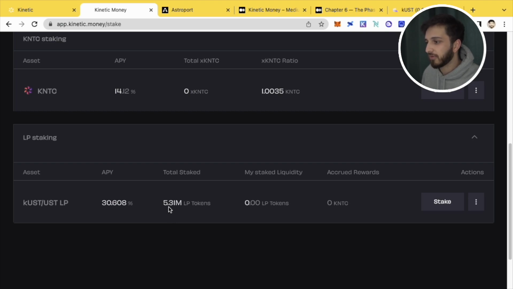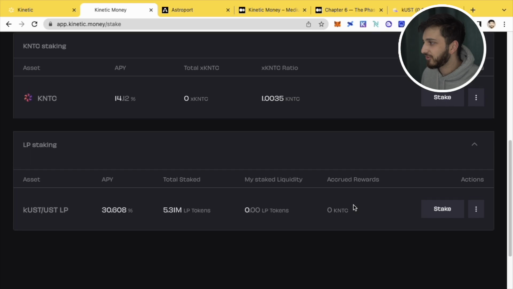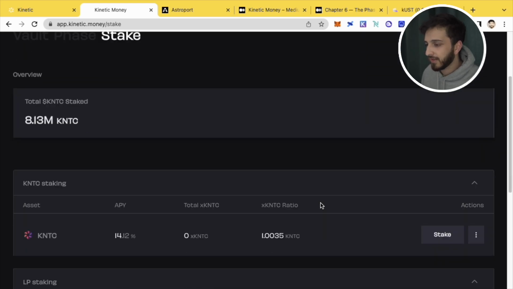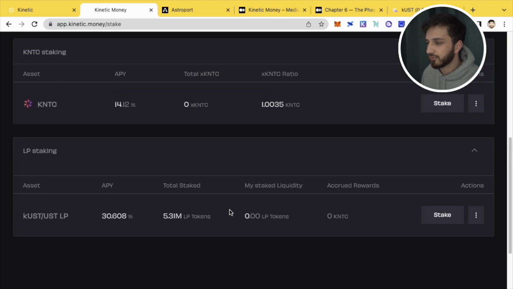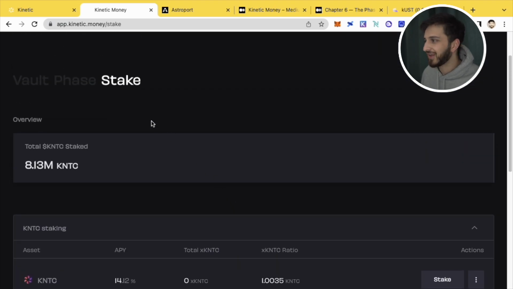and that's probably because a lot of people are trading KUST or selling it off for UST, hence it's lost its peg slightly. It is paid in the Kinetic governance token, so just be very wary of that because governance tokens generally don't perform the best, but that's for you to do your own research on. Of course, nothing in this video is financial advice.